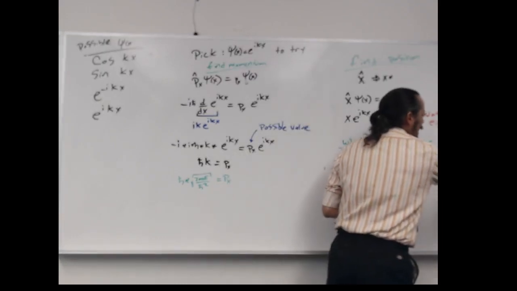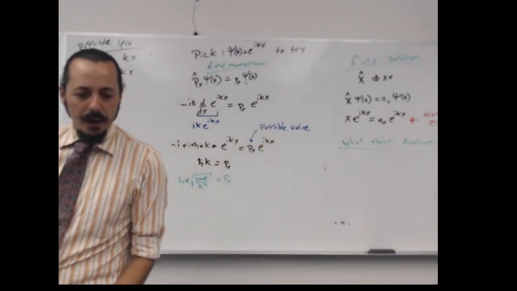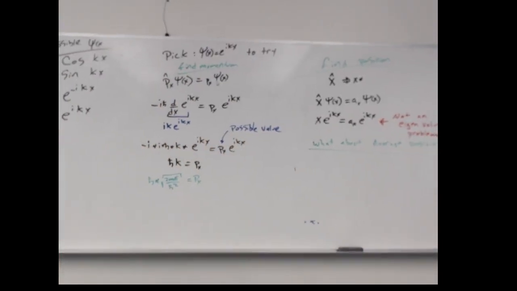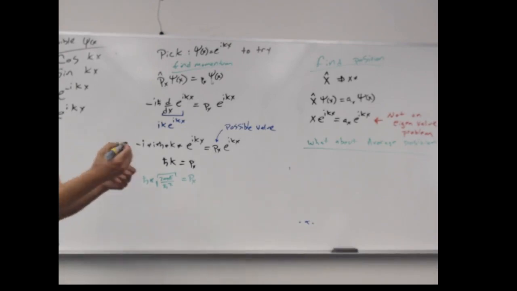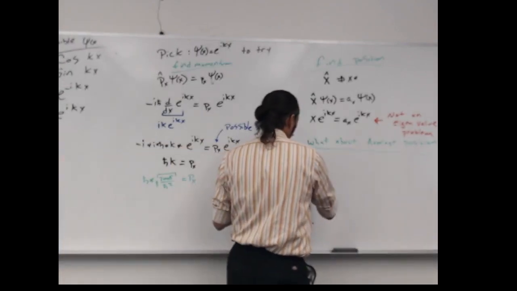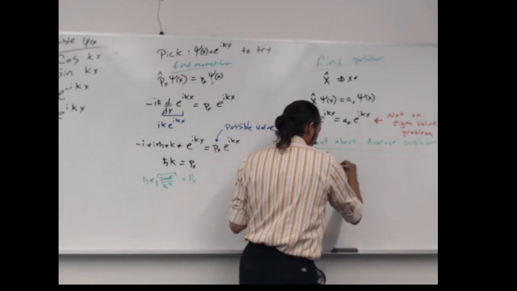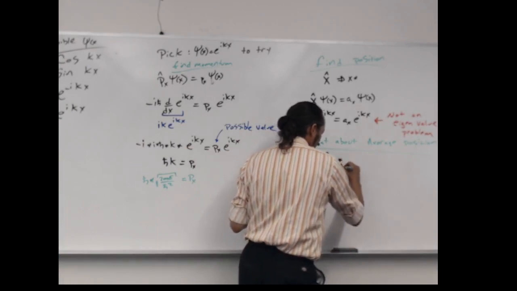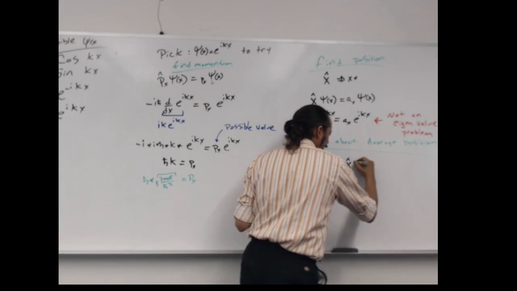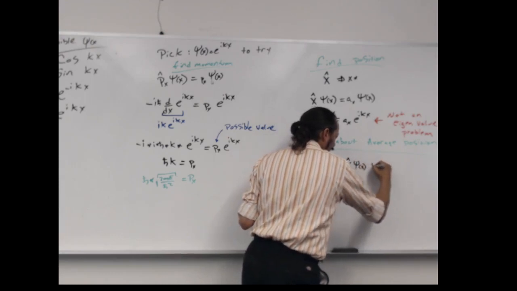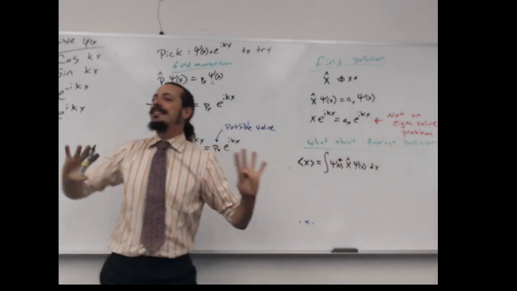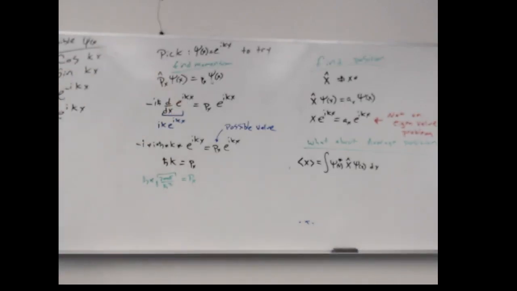So what about average position? Can we say something definitive about average position here? What we're going to do is just write it down. Average position is going to be equal to the integral of psi of x star x hat psi of x. And I can switch my d tau to dx because now I'm doing one dimension again, so I'm just going to integrate over x.